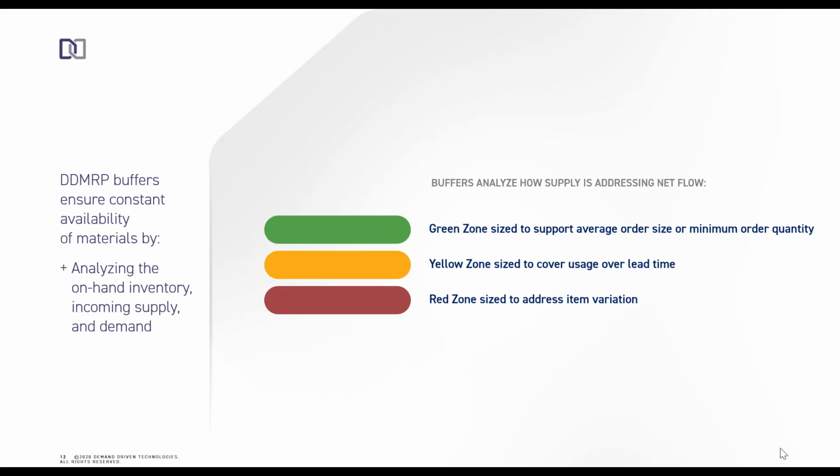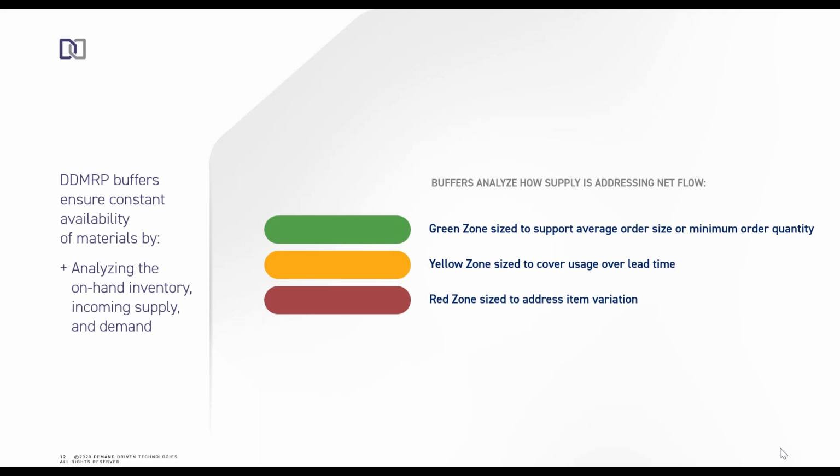The first one, that green zone, is sized to accommodate a minimum order quantity, an average order size, or an order frequency cadence that we might have set up. The yellow zone is our daily usage over one lead time. So this yellow zone is going to fluctuate over time as consumption changes, and it uses what we call an average daily usage. If our demand increases, we'll start to see this yellow zone increase in size. If the demand begins to fall off, we'll see that yellow zone begin to shrink in size over time.